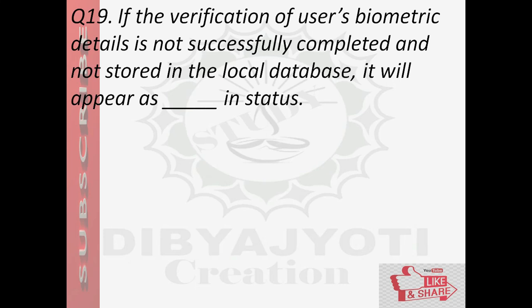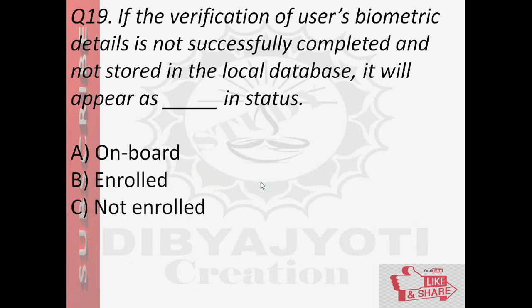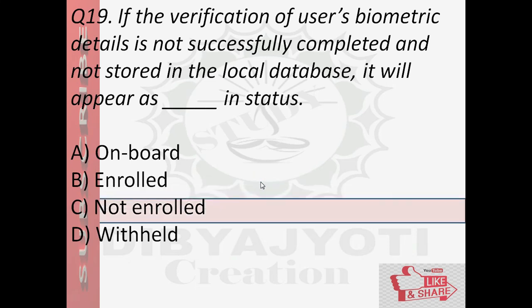Then question number 19, if the verification of user's biometric details is not successfully completed and not stored in the local database, it will appear as DASH in status. Options are option A, onboard. Option B, enrolled. Option C, not enrolled. Option D, withheld. And answer is option C, not enrolled.